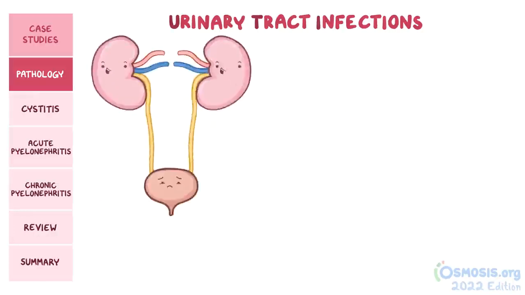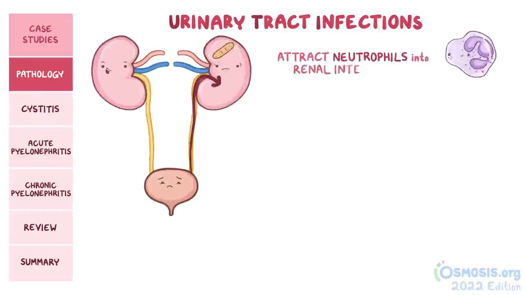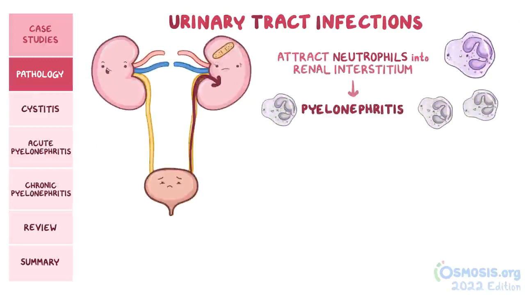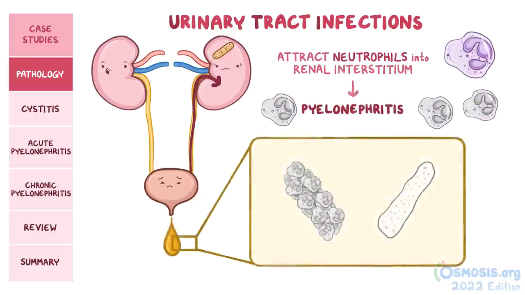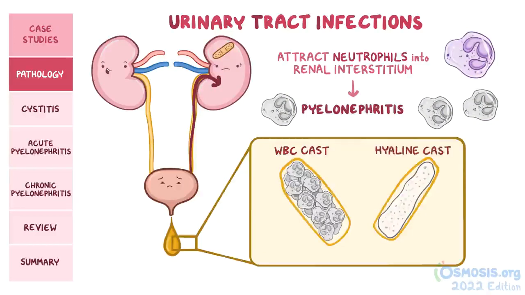From the bladder, the infection can go up the ureter and into the kidney, where they attract neutrophils into the renal interstitium, causing pyelonephritis. As the neutrophils die off, they make their way through the urinary tract and appear in the urine. The neutrophils and the surrounding inflammatory protein debris is even casted into the shape of the tubule, creating white blood cell casts and hyaline casts.